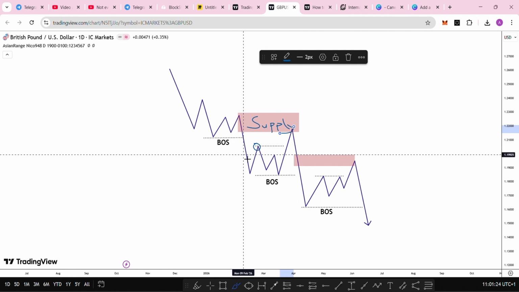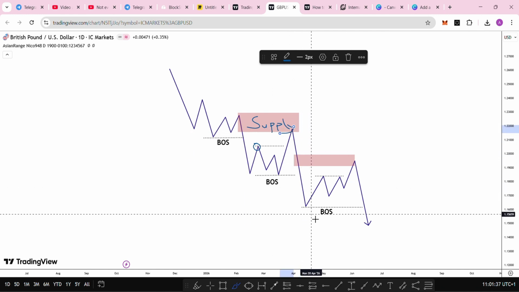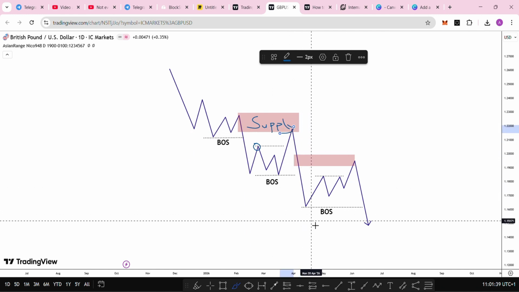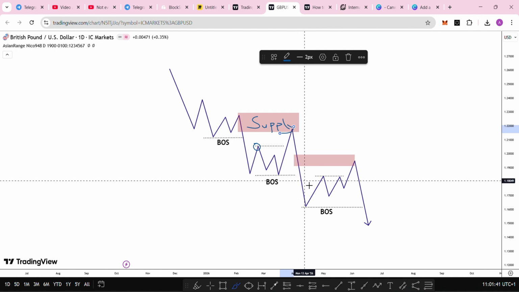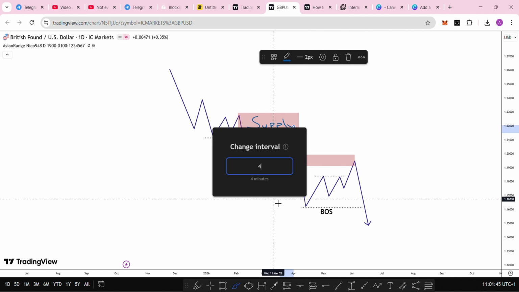If you know how to spot this break of structure, you want to equally know where the liquidity is, internal liquidity or external liquidity. Internal liquidity could be a fair value gap. You want to wait for price to return to a fair value gap to continue the trend. You understand? So that is how to trade the market in a logical sense. So let's go to our chart and we can see this happening live.